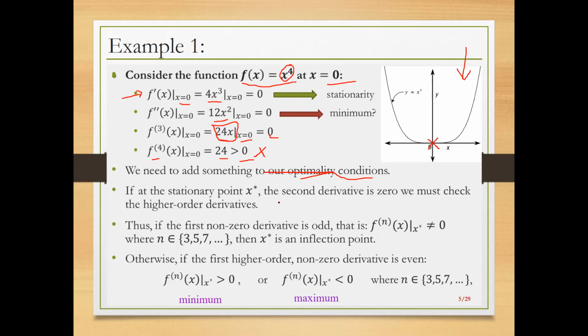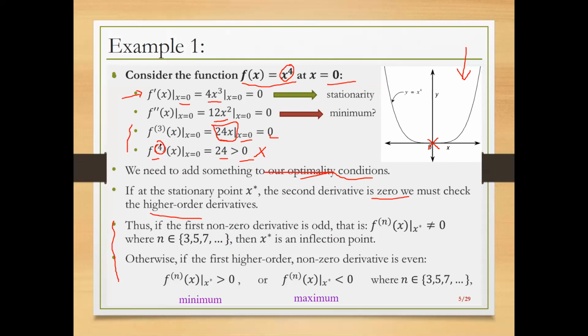So as I said, if the second derivative is 0, we must check the higher order derivatives. That's what we did. The second derivative was equal to 0, and then we checked the third and fourth derivative. Now, this is what you have to keep in mind. You keep doing this until the first non-zero derivative is determined. If the order of the derivative is odd, then the point, that means x equal to 0, would be an inflection point.